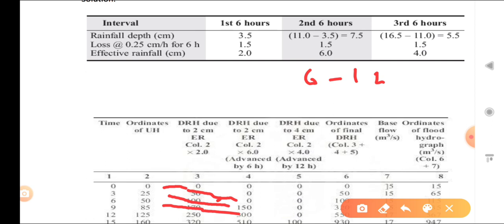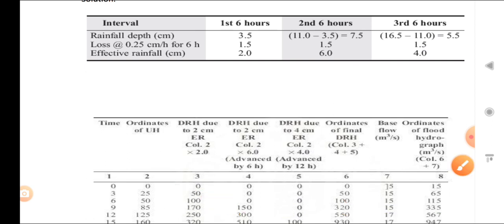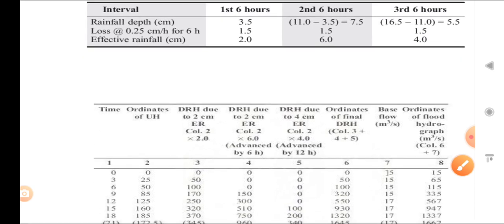Now the third precipitation is there. How much is the third precipitation? That is 4. Effective rainfall is 4 centimeters. So now we have to find the ordinate of DRH. We will find the ordinate of DRH by multiplying the unit hydrograph ordinate by the effective rainfall. The effective rainfall is 4 centimeter. So simply, you have to multiply the ordinate of the unit hydrograph, column 2, by 4.